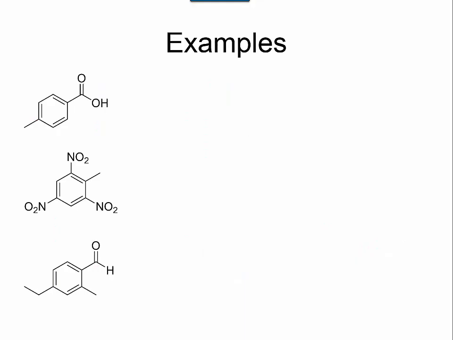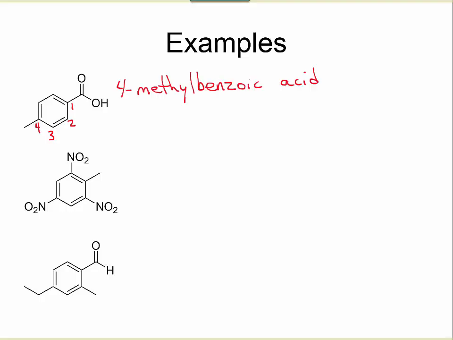So let's look at how some common organic compounds would be named. In the first example, I have a substituted benzoic acid, so benzoic acid will be a portion of the name. I can either use the ortho-meta-para nomenclature, in which case this would be a para-substituted benzoic acid, or I can use the numbering, which this would be a 4-methyl substituted benzoic acid. So I have 4-methyl benzoic acid. Again, it would be perfectly acceptable to have para-methyl benzoic acid as the name. There is a space between benzoic and acid.